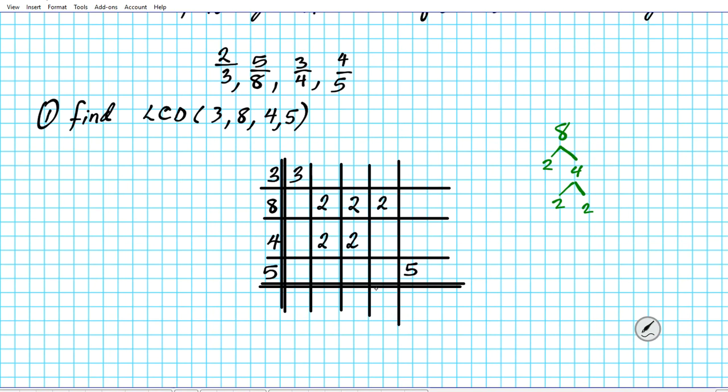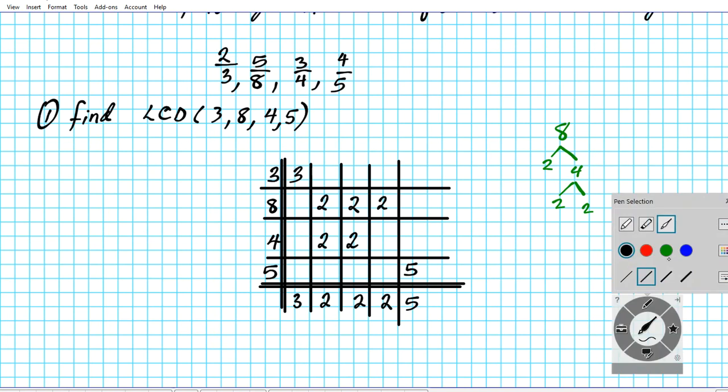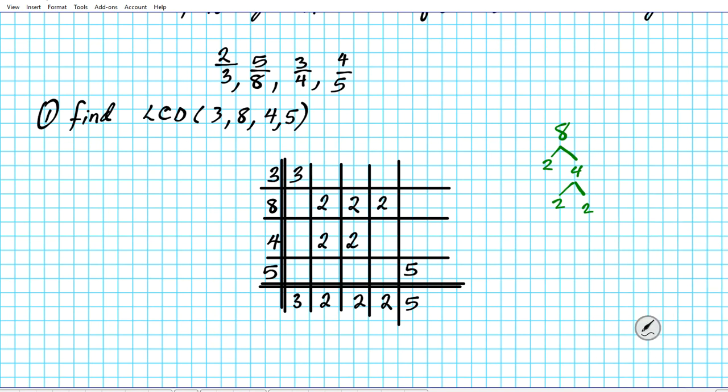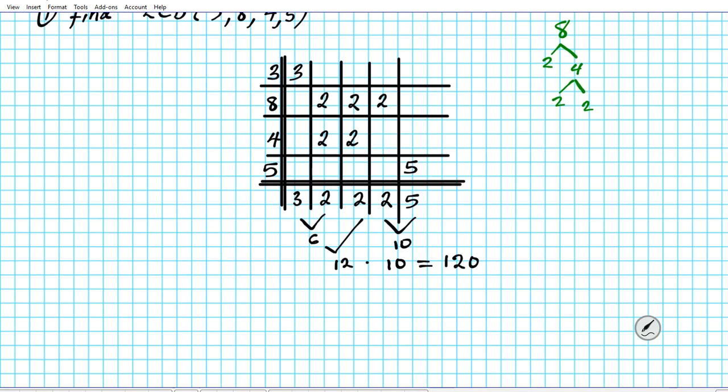Okay? Now, the LCD is basically the product of the numbers when you read them downwards. So if you have 3 times 2 times 2 times 2 times 5, that is the LCD. Okay, so let's go ahead and multiply it out. We have 3 times 2 is 6, and then 2 times 5 is 10. 6 times 2 is 12. 12 times 10 is 120. So the LCD of those three numbers is 120.